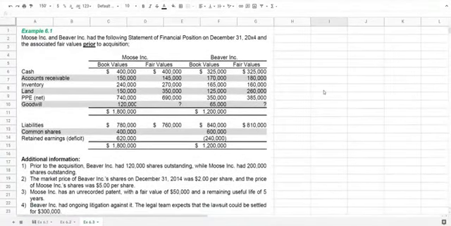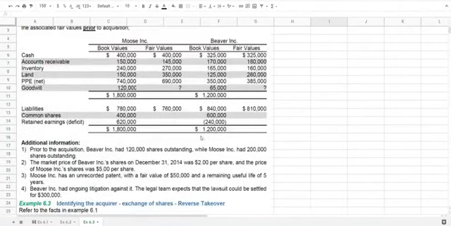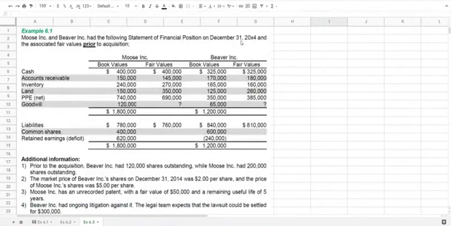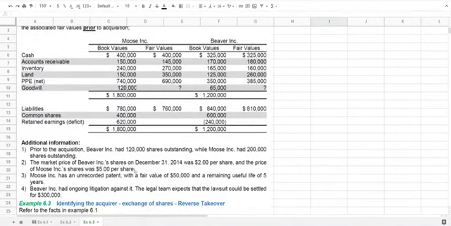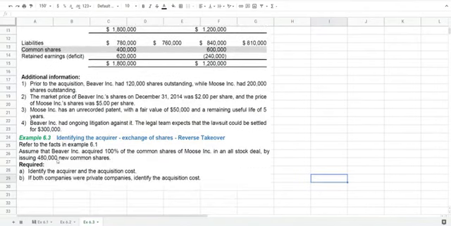So recall we were given information on two companies, Moose and Beaver. We were told that as of December 31st, 2004, Beaver Company had 120,000 shares outstanding. Moose Company had 200,000 shares outstanding. These were the respective stock prices, $2 for Beaver, $5 for Moose. Moose has an unrecorded patent, and Beaver had ongoing litigation that's unrecorded. We're told to assume that Beaver Company acquired 100% of the common shares of Moose.